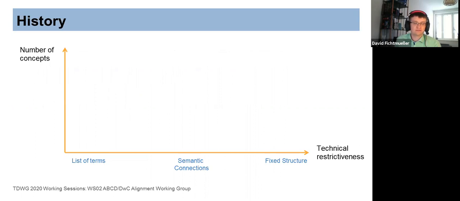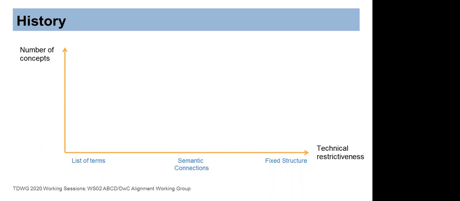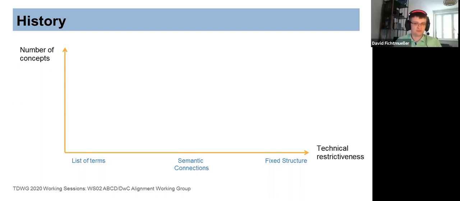So if we look at this bit simplified graphic, if we look at the number of concepts that are represented by a data standard and what I called technical restrictiveness, so starting from just a loose list of terms to something with more semantic connections between the terms, towards a fixed structure and format, then it used to be that Darwin Core was in the less technically restrictive area with a fewer number of terms, so more a list of terms with high flexibility, concentrating, as the name already implies, on the core terms to describe occurrence and observation data. ABCD, on the other hand, has a lot more rigid structure.